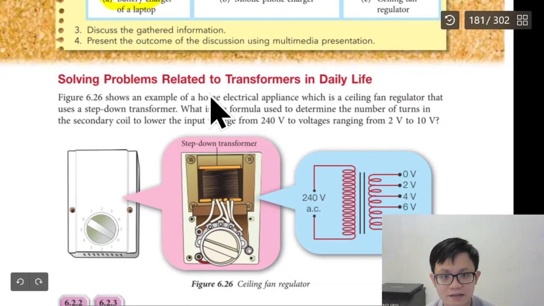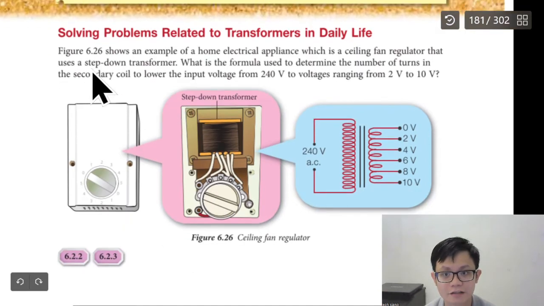Solving problems related to transformers in life. This one is the common fan at our house. We want to step down because we don't want the electricity to be so high. So we can do it like this.